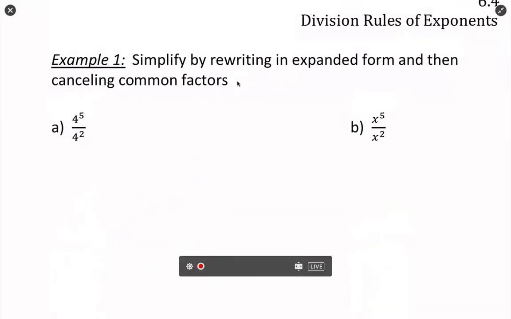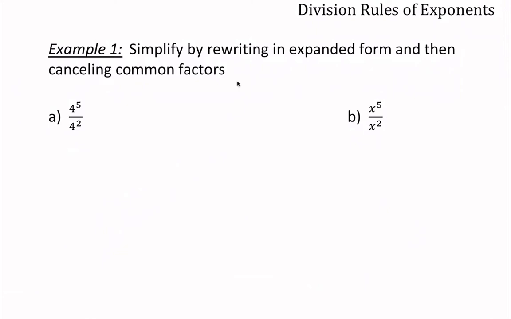Hey guys, so today we're going to learn one of the last rules of exponents, and it's how to work it if they are dividing bases that have exponents. Okay, so on this first one, we're going to break it down just so we can figure out what the rule is, and then once we figure out what that rule is, then we will use the shortcut. Okay, so I know 4 to the 5th means 4 times itself 5 times.